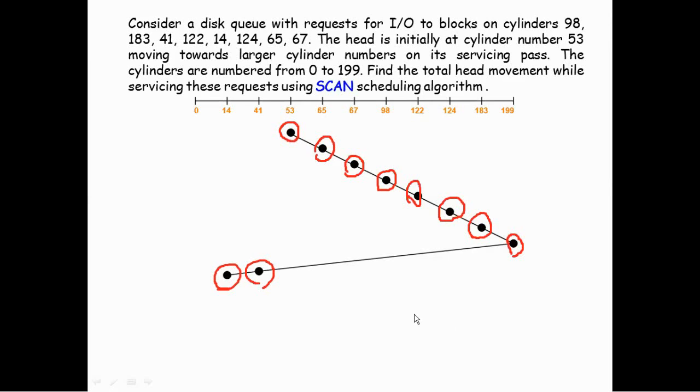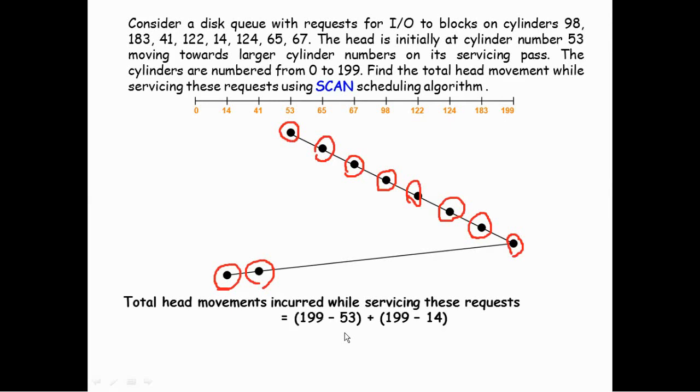Now let us find the total head movements. Total head movements is 199 minus 53 plus 199 minus 14. If we add the values, we get the final answer as 331. This is the way how the scan scheduling algorithm works.